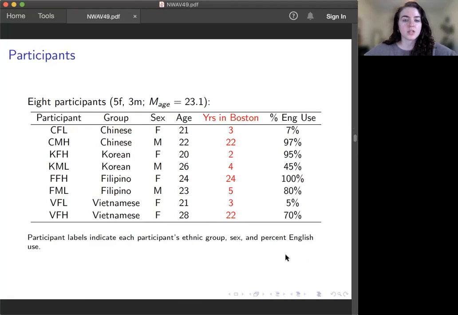So some speakers spent most of their years in Boston. They were born and raised here essentially, and the rest of the speakers arrived after adulthood. Crucially, these participants were selected based on their self-reported percent of English use. Each ethnic group pair consisted of a high English user and a low English user.